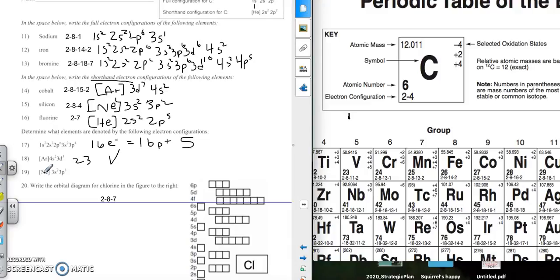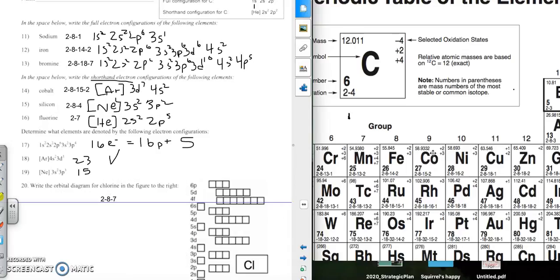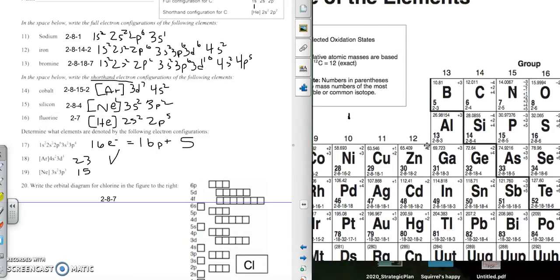Number 19 is neon. Neon has a total of 10 electrons, plus these 2, that's 12, plus these 3, that's 15. 15 total electrons is going to bring us back over to this side of the periodic table. Okay, so over here we can see that 15 is going to give us the element phosphorus.